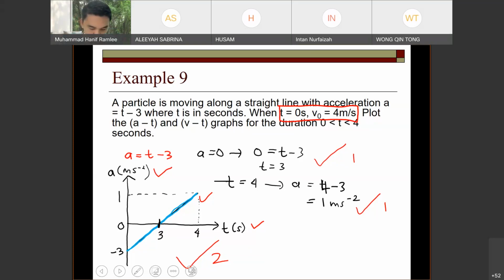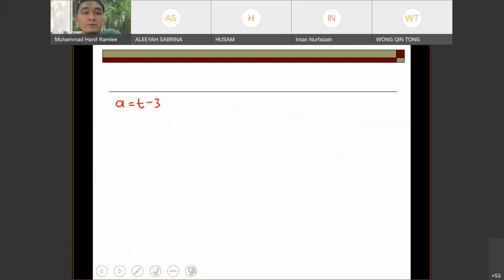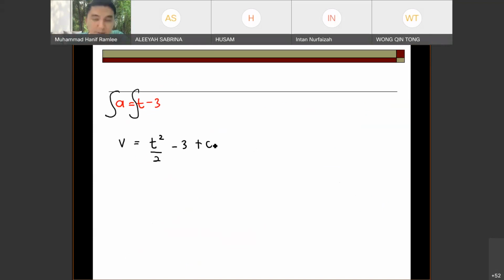We develop the equation using integration and differentiation methods. If you want to have the velocity from A, it is actually integration, so you have to integrate the acceleration equation. Okay, you will get V equal to T square over 2 minus 3T plus C. This is my way. You can use your way as well.